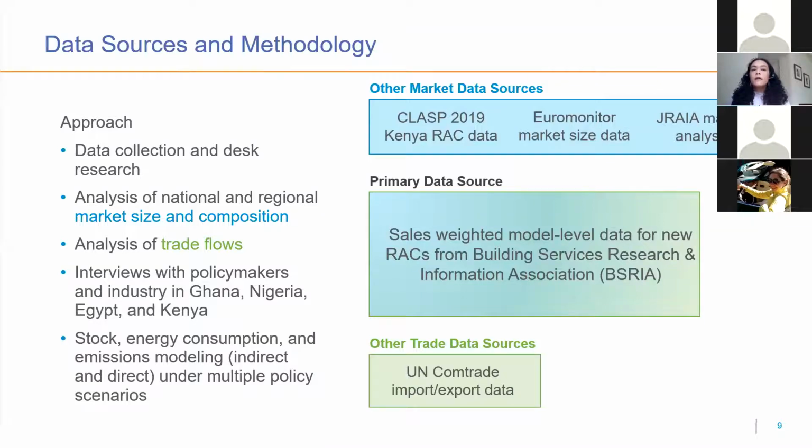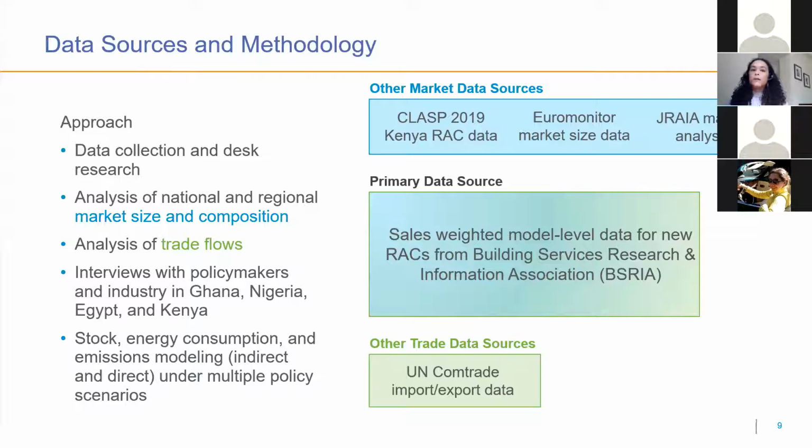With respect to the data sources that we used, our main source of data was sales-weighted model-level information for new room air conditioners, as collected by the Building Services Research and Information Association, or BSRIA. To cross-check the BSRIA data and to supplement any data gaps for our modeling, we relied on market data from Euromonitor, the Japan Refrigeration and Air Conditioning Industry Association, as well as our own 2018 to 2019 market research in Kenya. This data was helpful in cross-checking the type of information we were getting on market size and composition, as well as in filling in some of the gaps for our modeling effort.